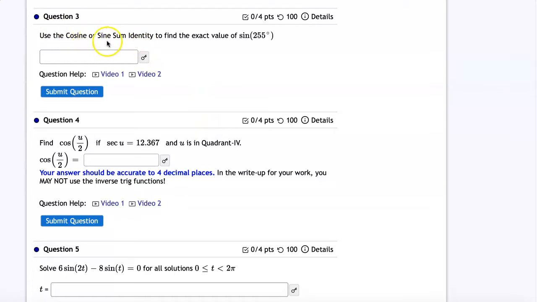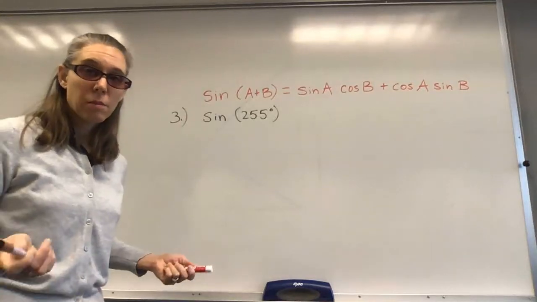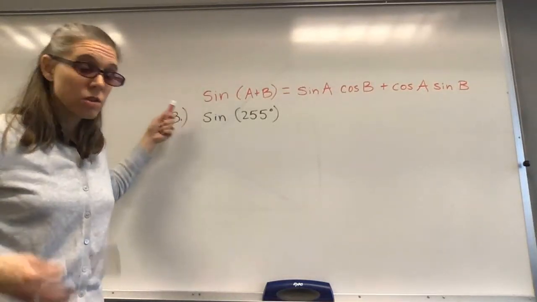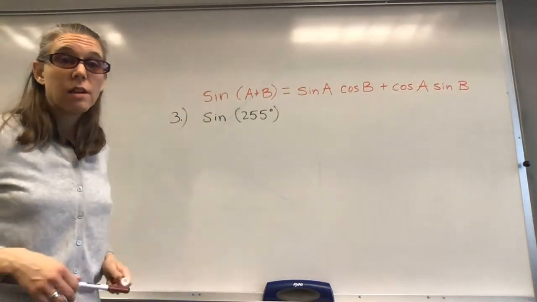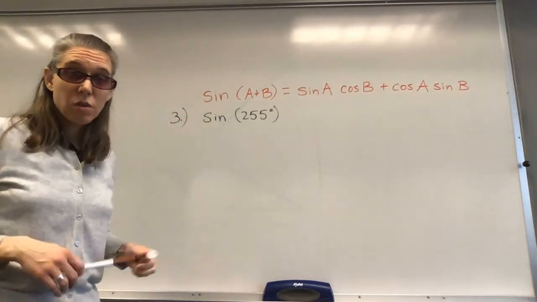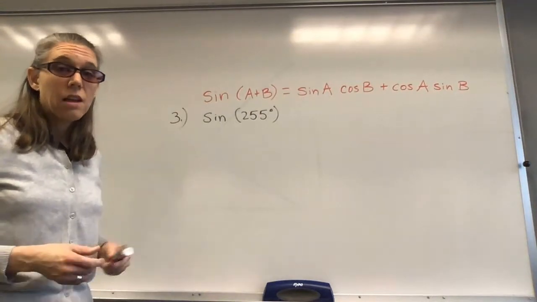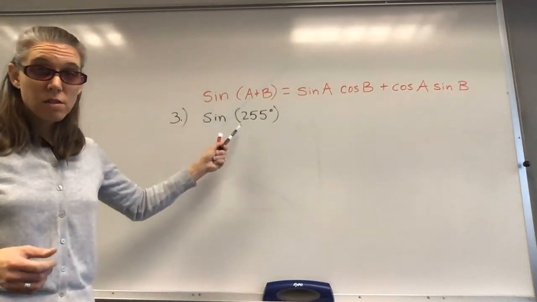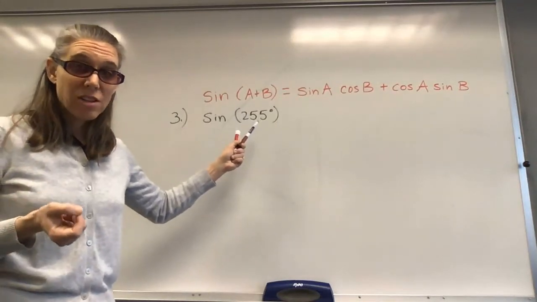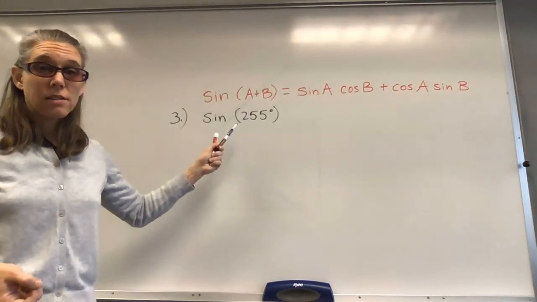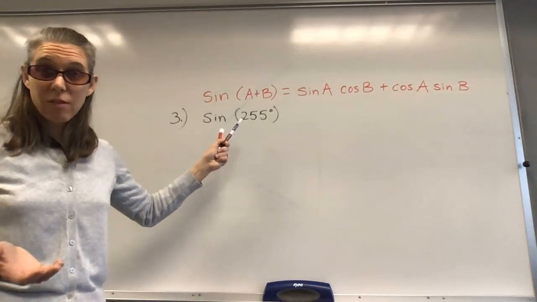use the cosine or sine sum identity to find the exact value of the sine of 255 degrees. So to do this problem, first of all, you want to have in your notes or just look in the back of the book the sine sum formula and the cosine sum formula depending on which one you get. So in this case we do have a sine. So what we want to do is we want to write 255 degrees as the sum of two angles that are actually on the unit circle. And so we could use 210 and 45.